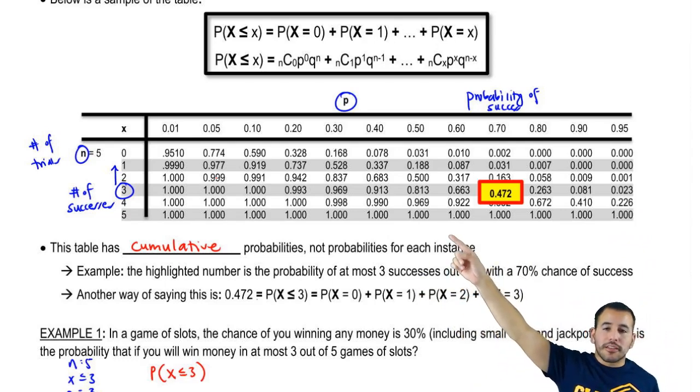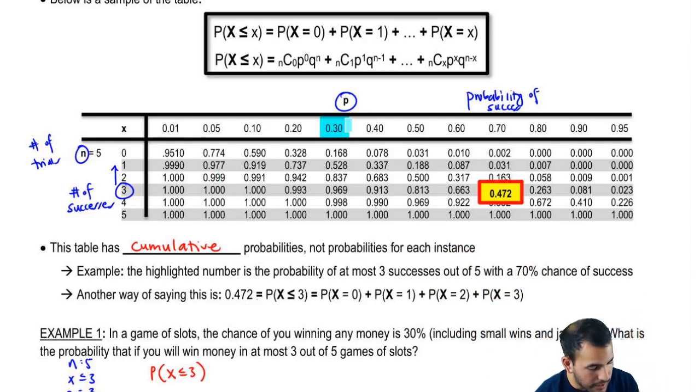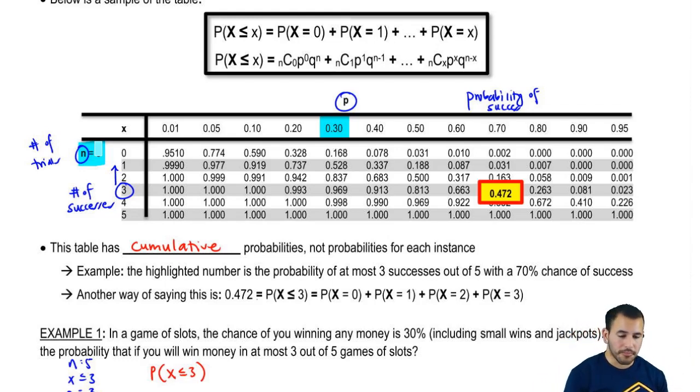So we're going to have to go to the probability of success of 0.3. So we'll go to 0.3, right? Our n is 5, so that's good to go. And then how many successes are we interested in? 3 or less, right? So if we look up 3, we get 0.969. But is that the probability that we're interested in?